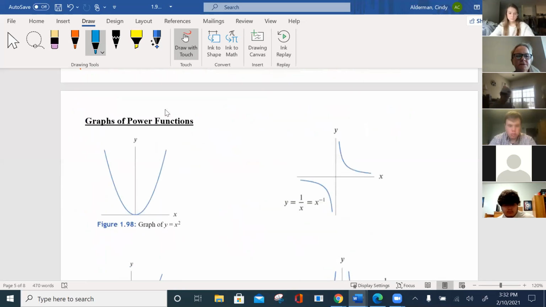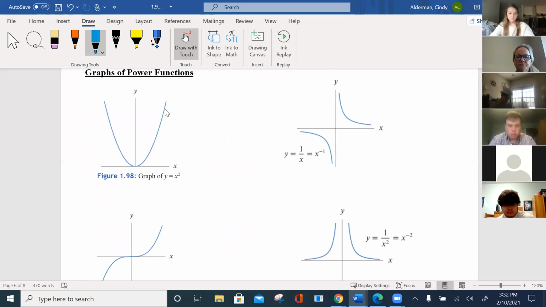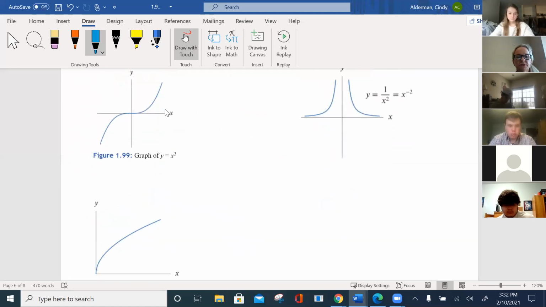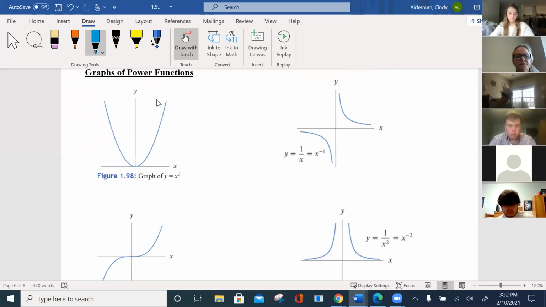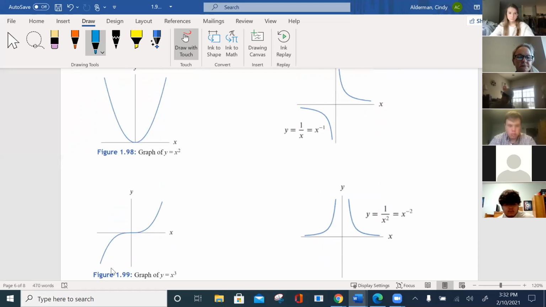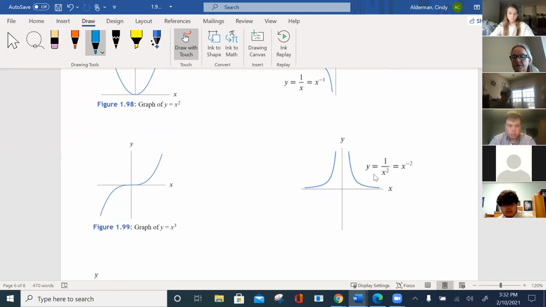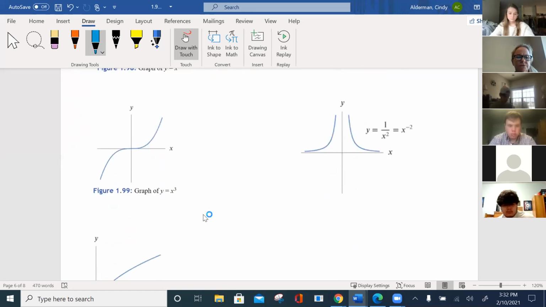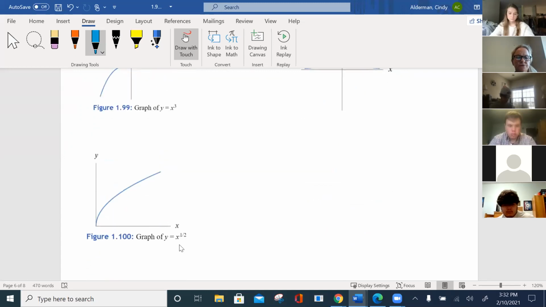All right. Okay, so now let's look at the power functions. The x, this is quadratic. This is cubic. This is reciprocal. This is what we call rational. And this is the square root function, right? Remember how y is equal to the square root of x? Same thing as x to the 1/2 power.